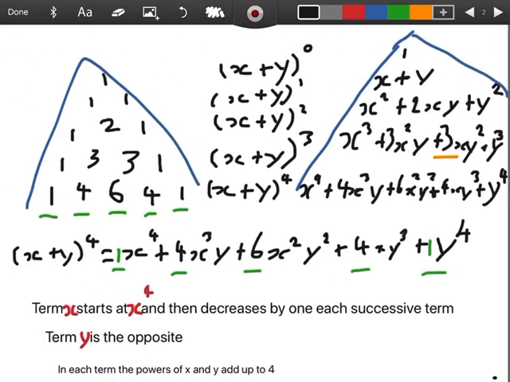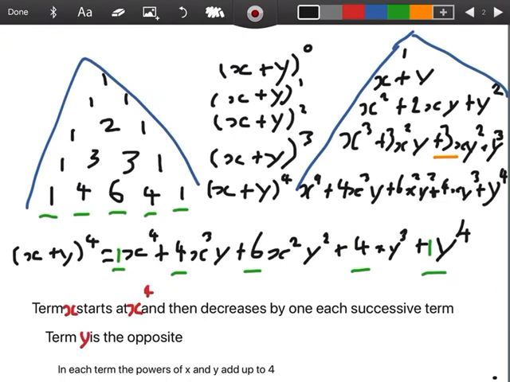But just taking you back a bit, if you look in the middle here, we have x plus y to the power of 0. The corresponding part on the right hand side is 1. If we have x plus y to the power of 1, the corresponding right hand side is x plus y. And then x plus y squared equals x squared plus 2xy plus y squared.